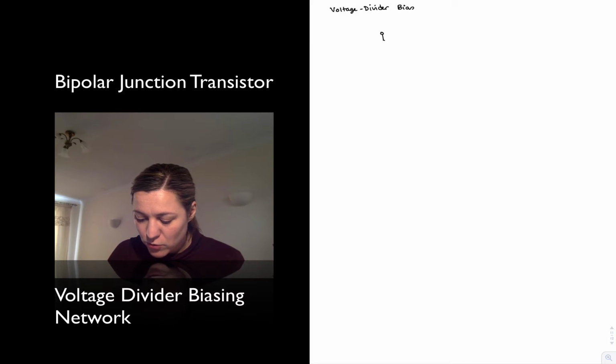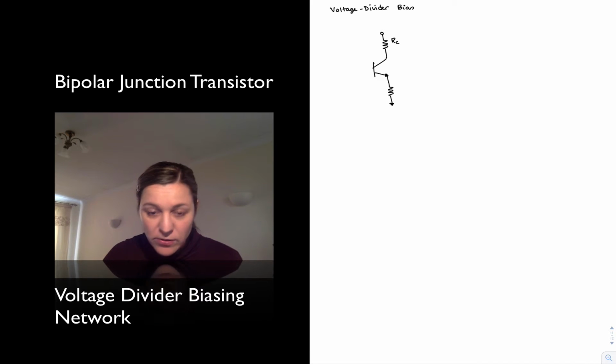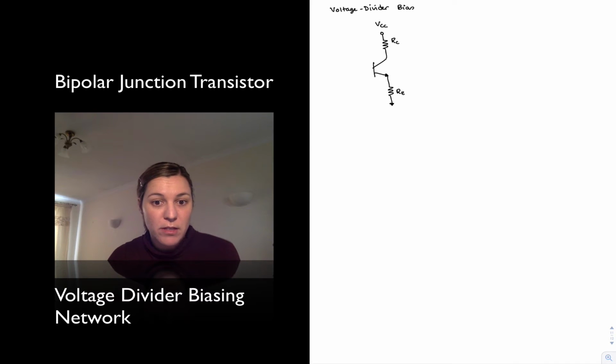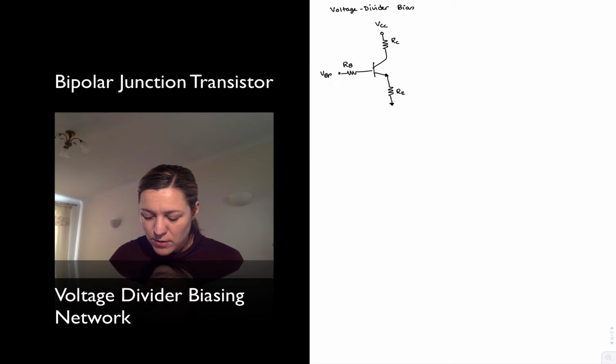And again, just to review, our biasing configuration was looking like this. We had the transistor connected to VCC via a collector resistor. We had an emitter resistor RE, which provided the emitter biasing. And then we had our base resistor connected to the base supply VBB. And again, we wanted to set VBB lower than VCC.